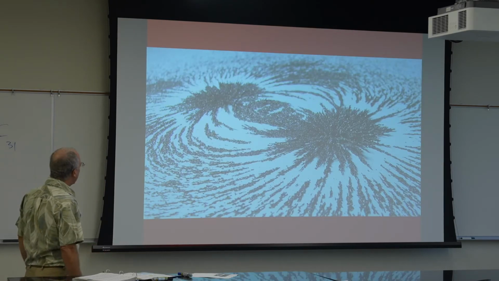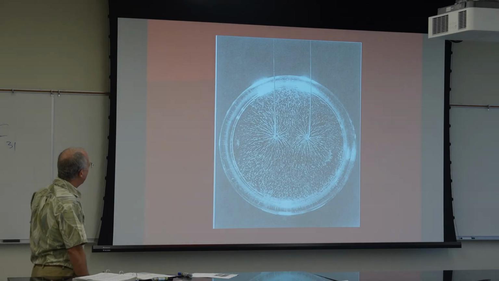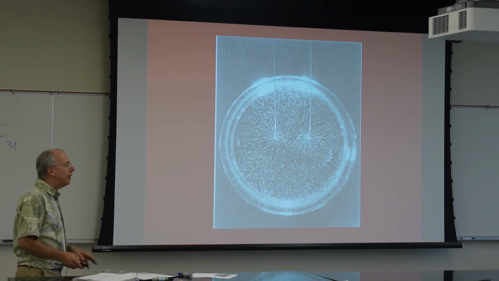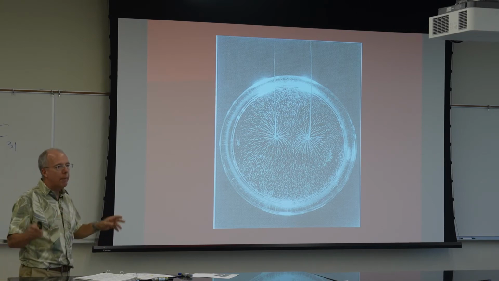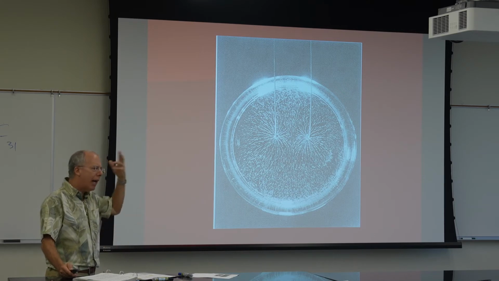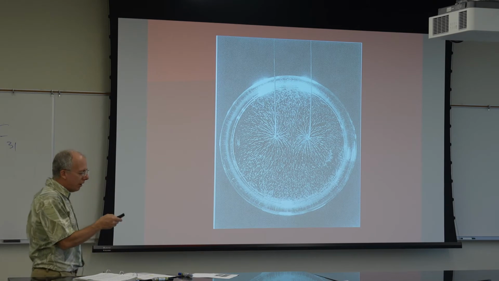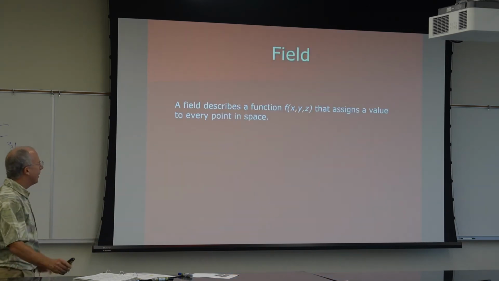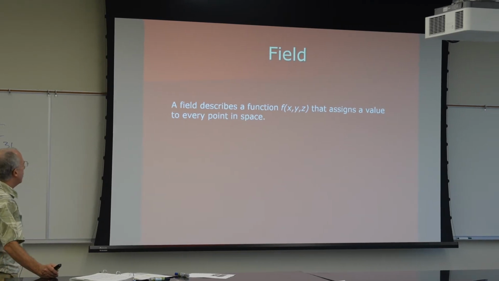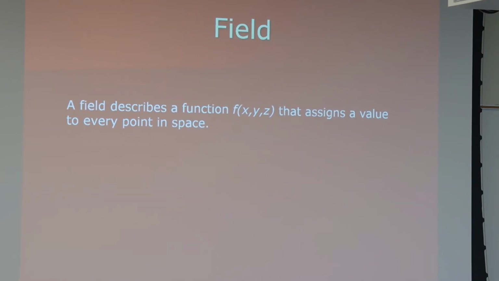Okay, here's another one. This is just a close-up. And another one, okay? All right. So something is happening to the space around the magnet. And Faraday came up with this idea of a force field just to help him discuss or understand it, okay? So here's the definition of a field. This is the mathematical definition of a field, okay? A field describes a function that assigns a value to every point in space.